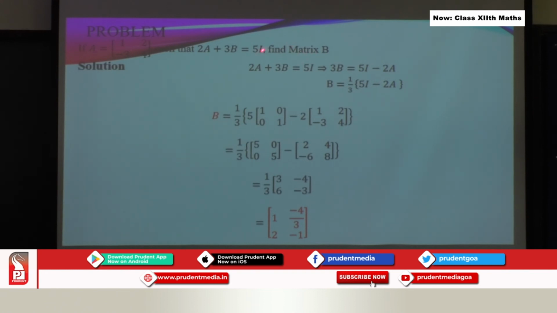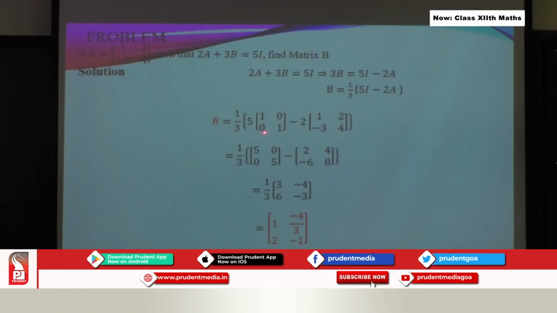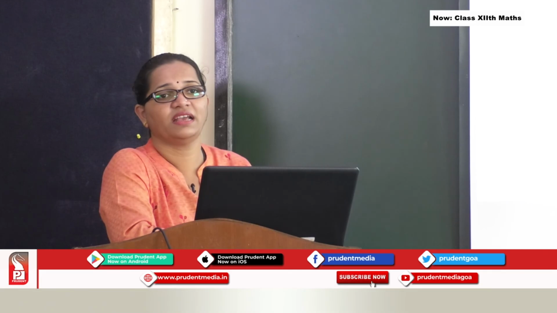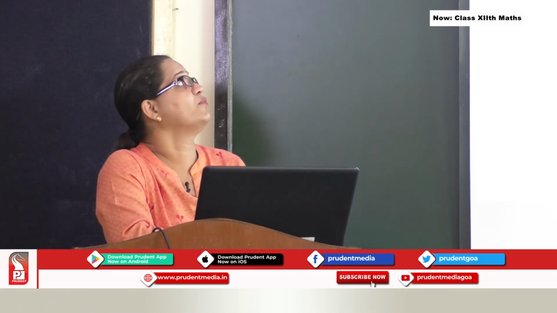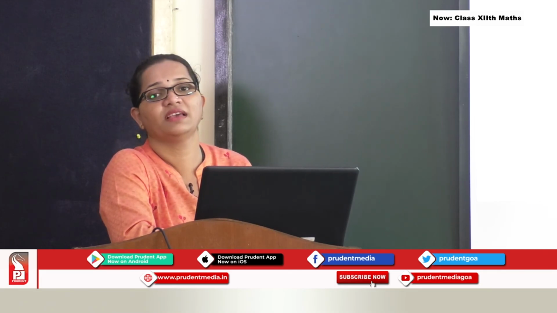Now what point you need to note down? See, this 5I is a scalar matrix with the diagonal element as 5, which is extra, what we are taking of the same order as our matrix A.